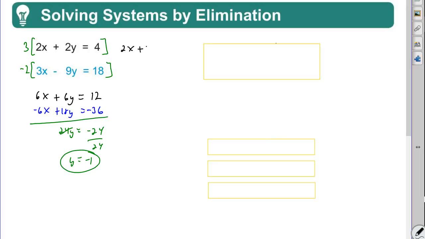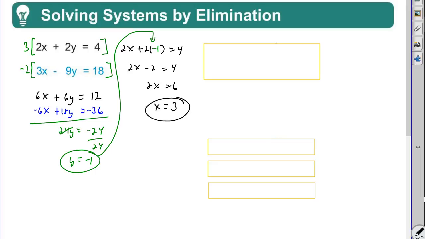So I get 2x plus 2 times my y equals 4, and I'm subbing in this negative 1, right? Okay. So we end up with 2x minus 2 equals 4. Add a positive 2 to both sides. 2x equals 6 and x equals 3, right? And we have just found our point of intersection. It's the point 3, negative 1. We know this is a consistent and independent system because we found a point of intersection.